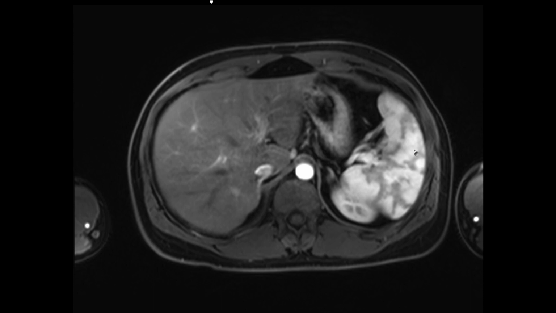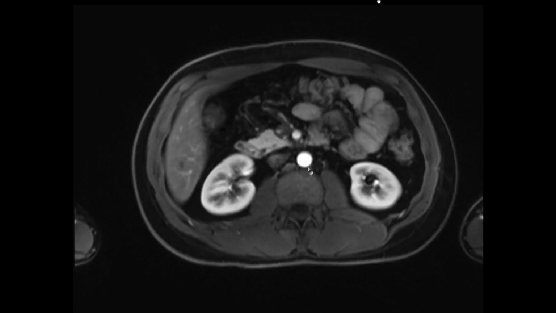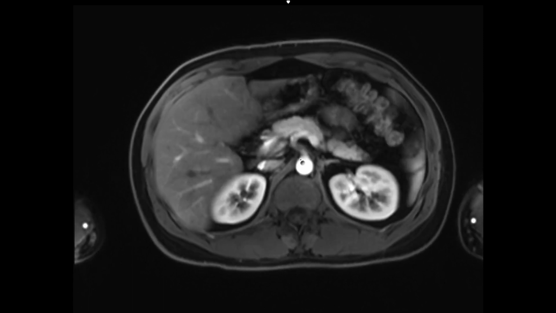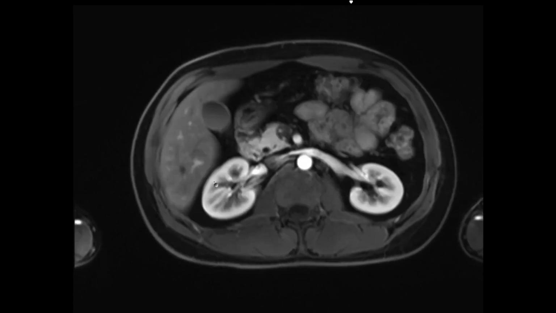We can tell it's an arterial phase. We have typical tigroid appearance of the spleen. We know it's a good arterial phase because the arteries are well opacified. We have great enhancement of the pancreas. It's in a corticomedullary phase, the kidneys.